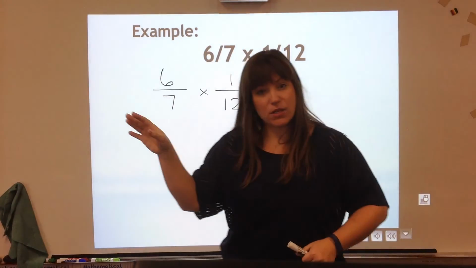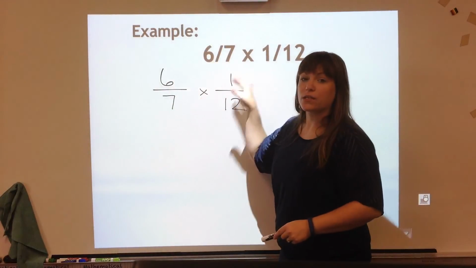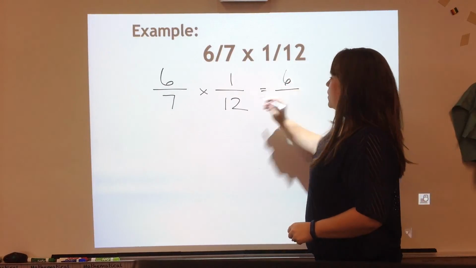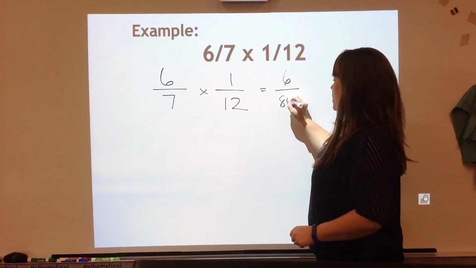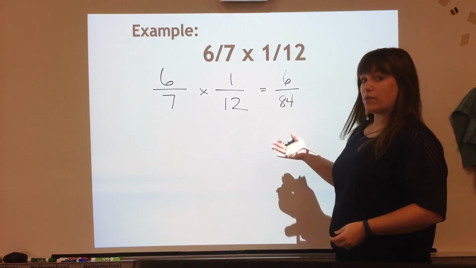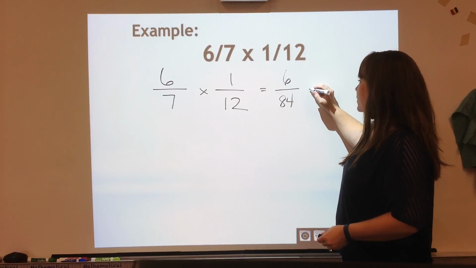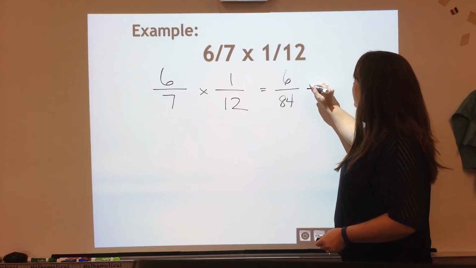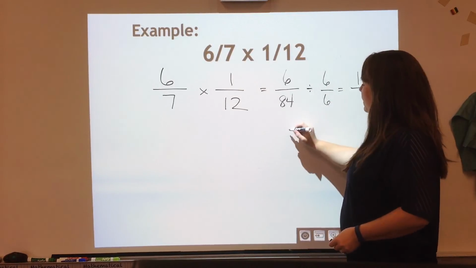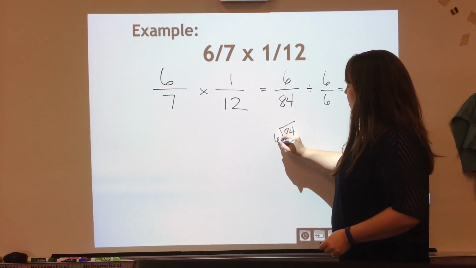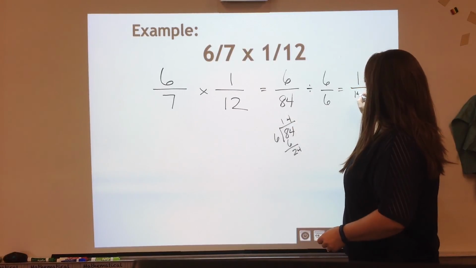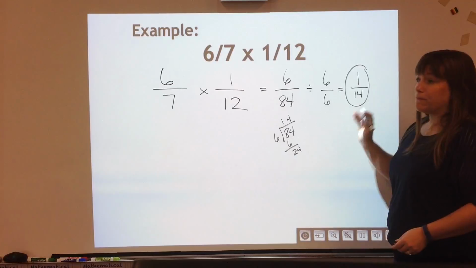Now, it is perfectly good to multiply across, 6 times 1 and 7 times 12. If I did multiply across, it would be 6, and then 7 times 12 is 84. Then I would have to simplify this. I could do that by finding a common factor, and I'm going to divide by 6/6, and I will get 1, and then I'll have to figure out what 84 divided by 6 is, and I get a 14. And so the answer is 1/14.